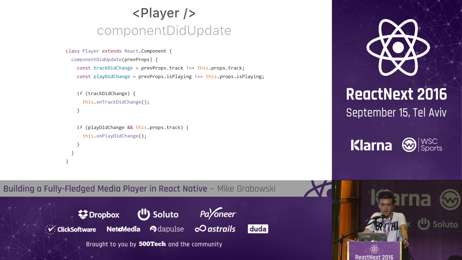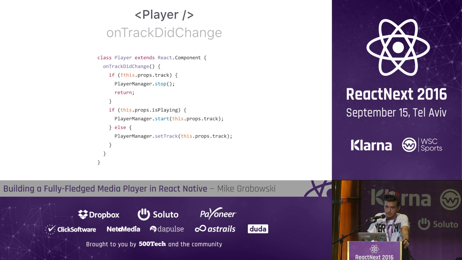As you can see, we have trackDidChange and playDidChange booleans. If trackDidChange is true, we have to handle the track change. If playDidChange is true, we have to handle the play change. And so the track change is really simple, actually. If there is no track after a change, we have to stop the player. If there is a track change and the player is still playing, let's just change the track and keep playing. But if we are not playing when the track changed, we just want to update the UI and start buffering the song so that the user experience is better.